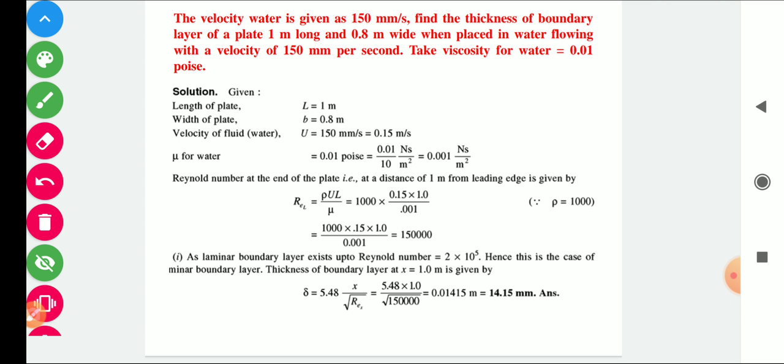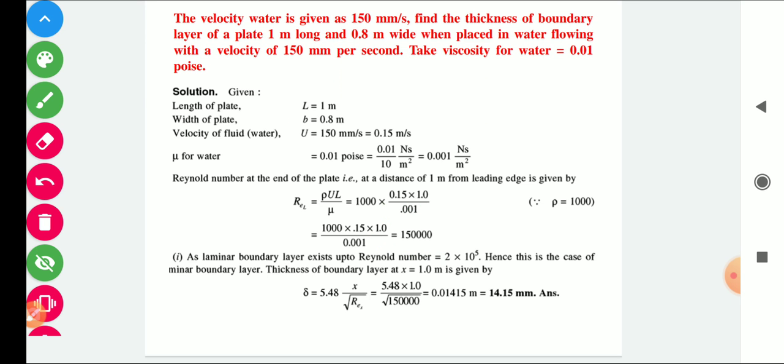So the density of the water is 1000, the velocity is 0.15, length is 1 meter. Okay, it's not pipe, it's plate. So L is the characteristic length, which is the length of the plate, which is 1 meter. So viscosity is 0.001 Newton second per meter square. If we put all these values in this equation, we finally get the value of Reynolds number as 1,50,000.